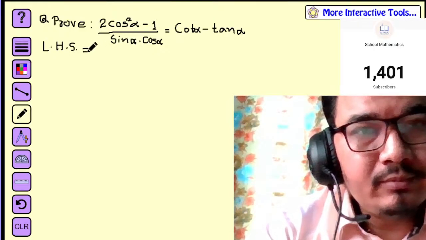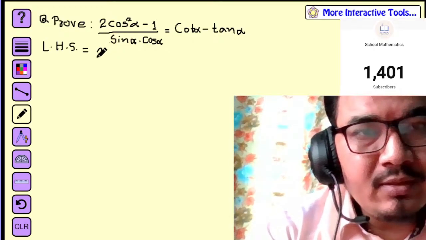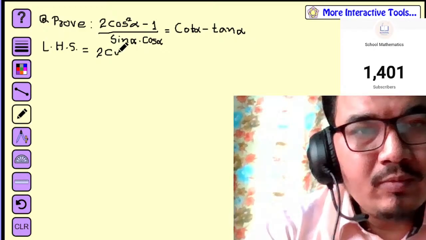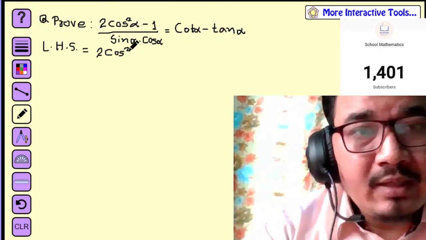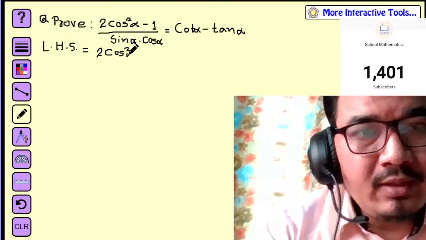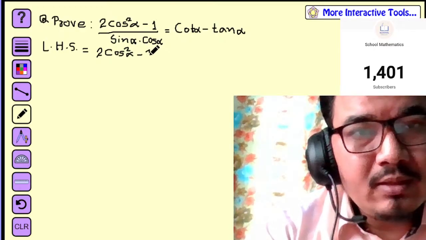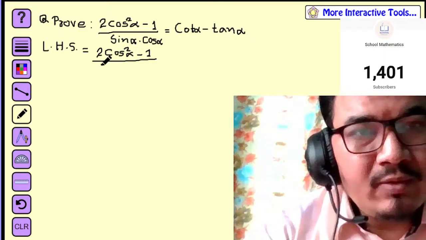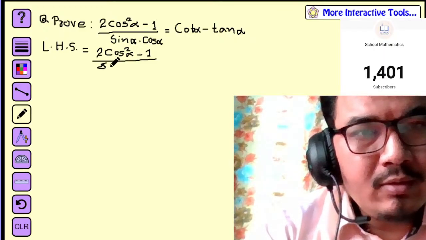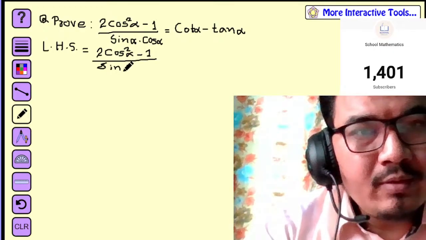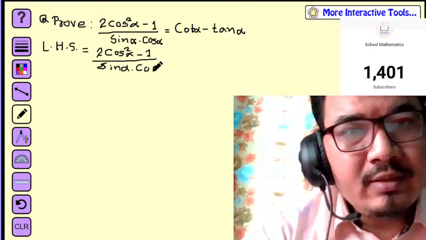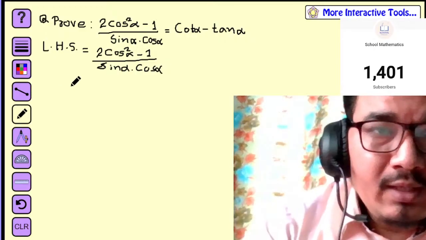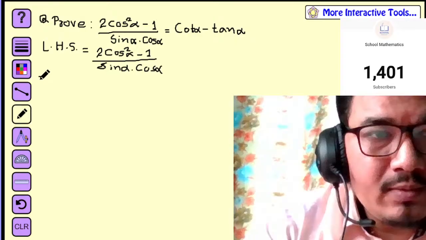According to this question, what is given? Write this first here. 2 cos square alpha minus 1, and its whole upon is given there sine alpha into cos alpha, okay? Now look here, students.